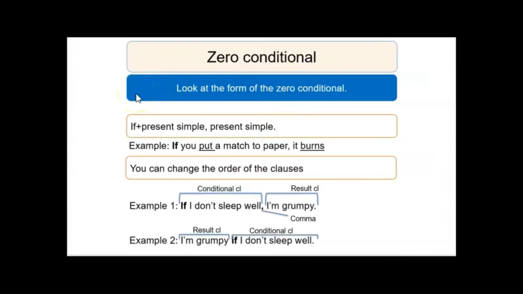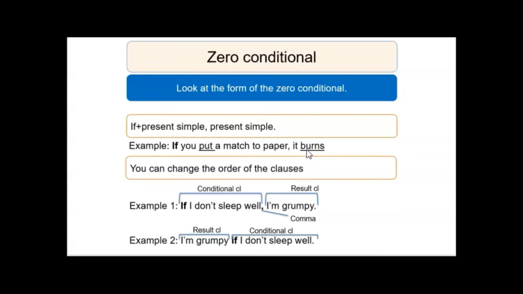Okay, now let's look at the form of the zero conditional. In terms of the tense, it's if plus the present simple, that's the condition, and in the result, the present simple. So it's all present simple. So that example again, if you put a match to paper, so put is in the present simple, it burns. Burns is the present simple.